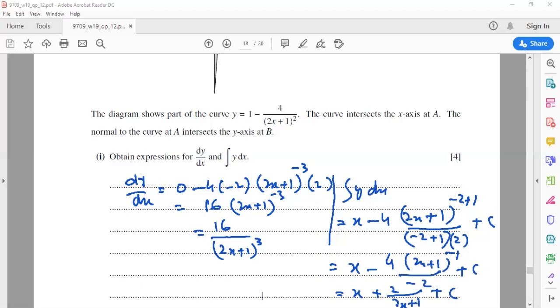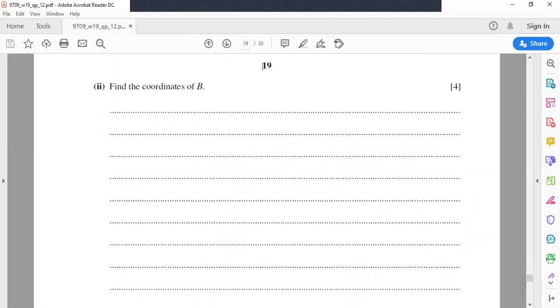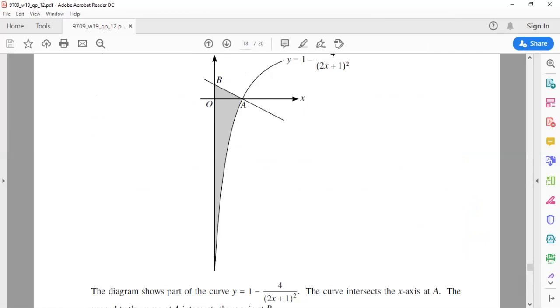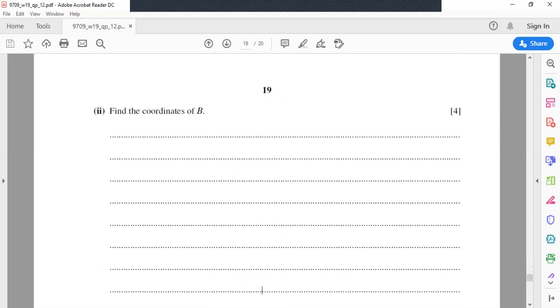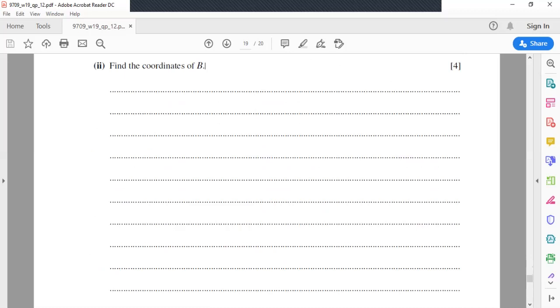Now let's go for the next part. Find the coordinates of B. If you see, B is actually the point where the normal of this is cutting the y-axis. So let's find the equation of the normal first. Since we have found dy by dx already.